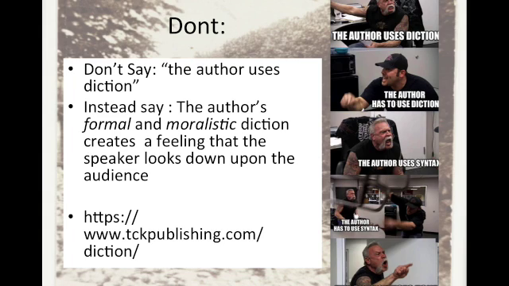Here's some don'ts, right? Don't say the author uses diction. I was screaming out loud when I read that many times, right? The author has to use diction, right? If he's using words, he's using diction. Don't say he uses syntax. He has to use syntax. The author uses tone. There is always a tone. Say how he's using it, right? The author's formal and moralistic diction creates a feeling that the speaker is looking down upon the audience. Something like that, where it's making a judgment about the diction, not saying he uses diction.